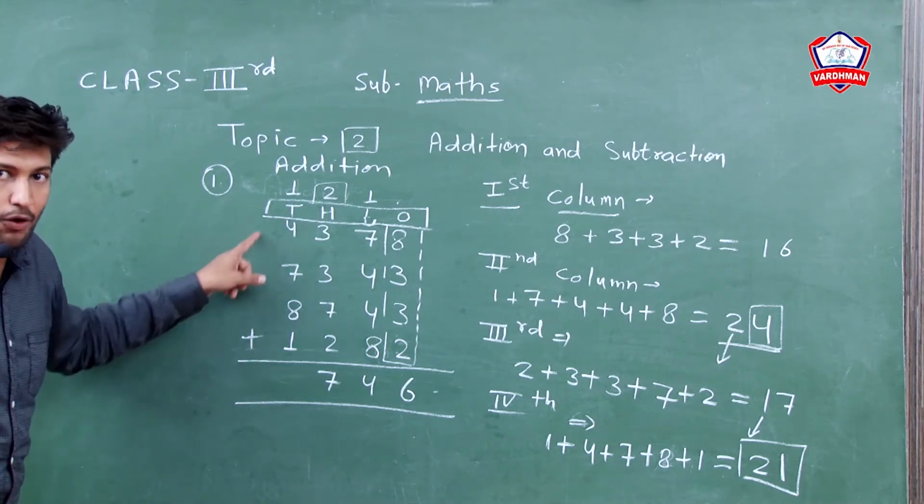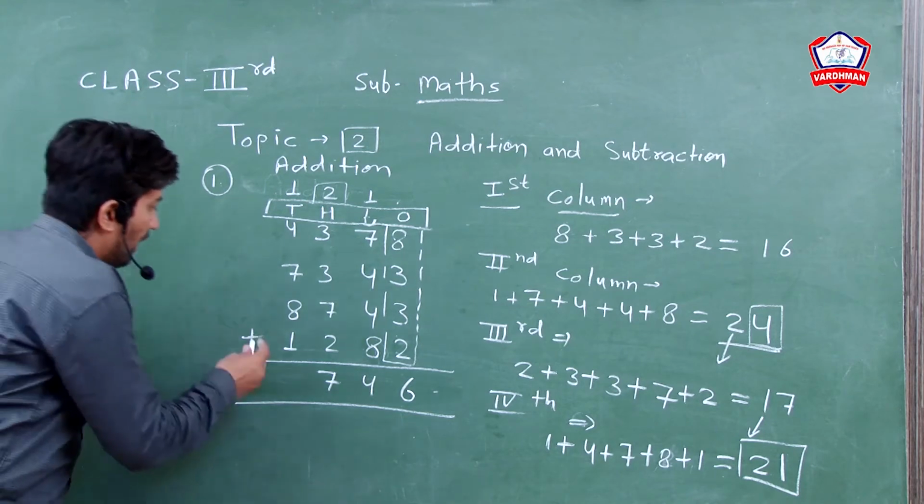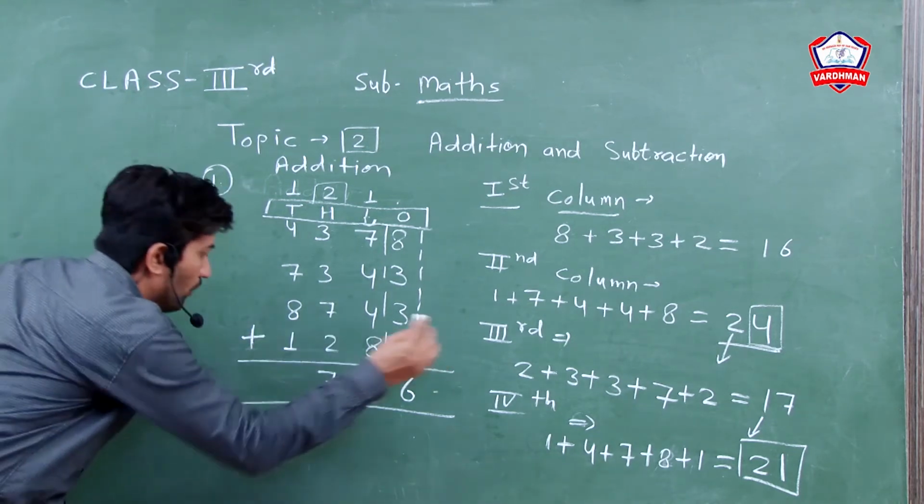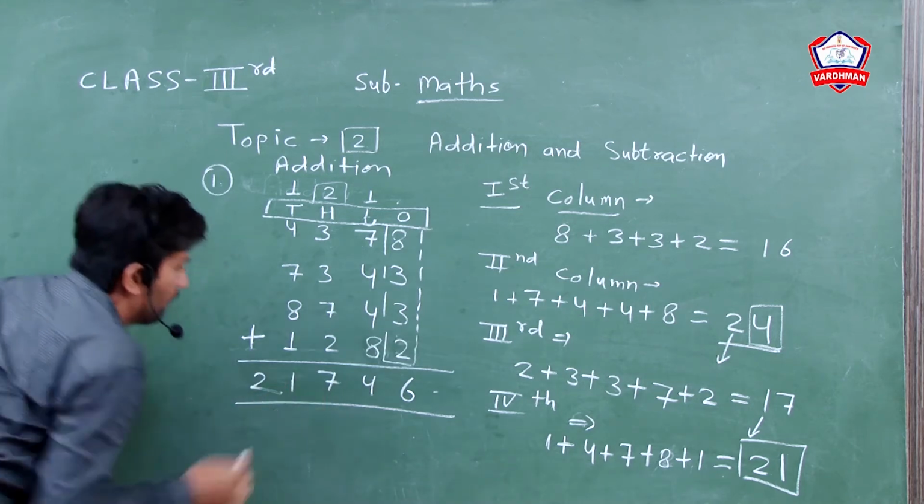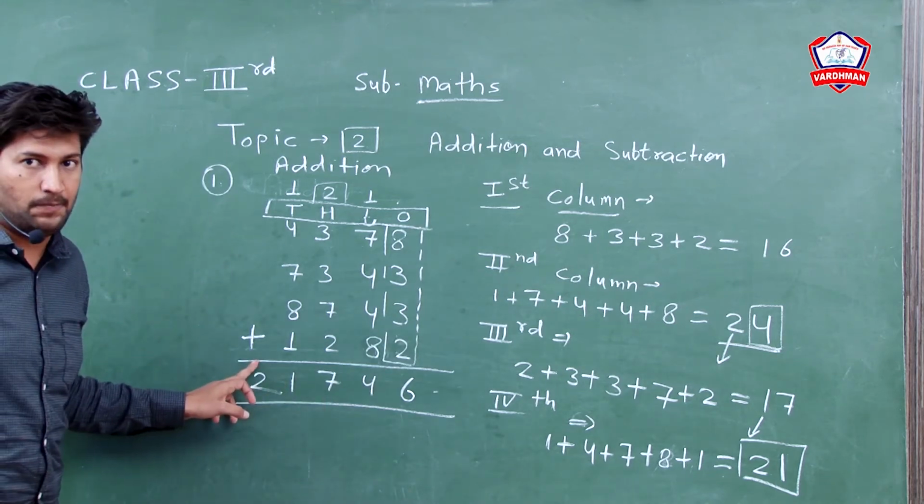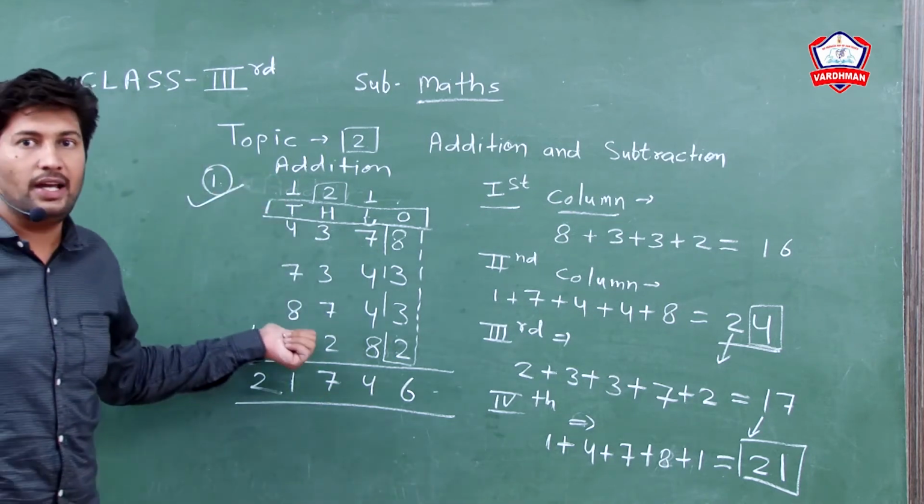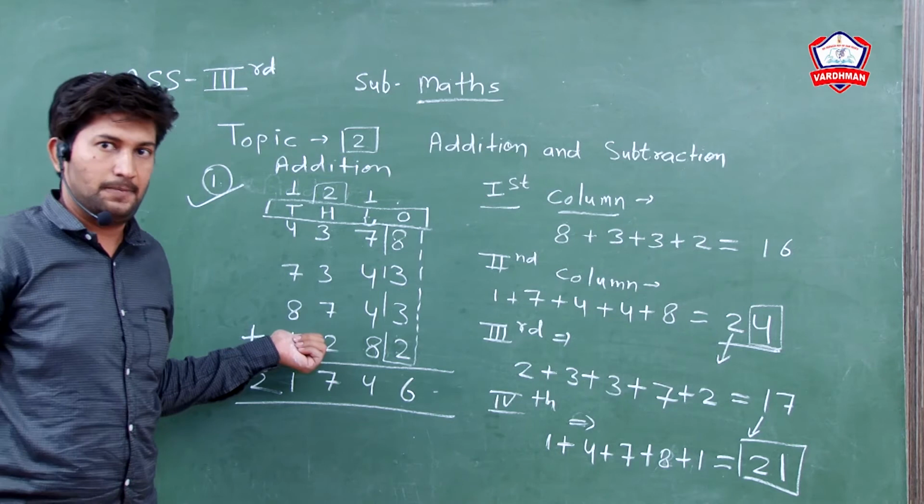Okay, it has no carries part. There is no column for the carries part further, so the whole part of 21, we will write this way. Okay, now you all do this way of addition.